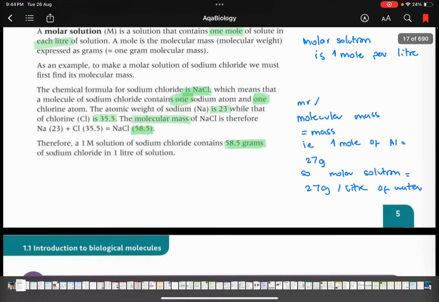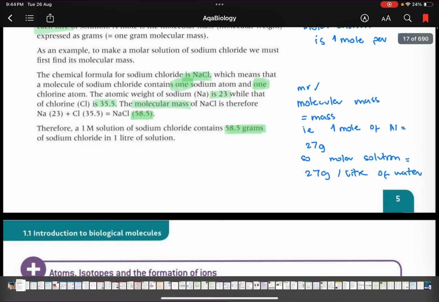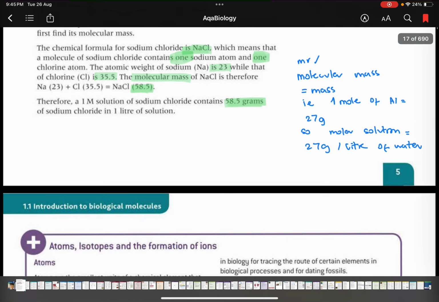As an example, to make a molar solution of sodium chloride, which is NaCl, we must first find its molecular mass. Now, the chemical formula for sodium chloride is NaCl, which means that a molecule of sodium chloride contains 1 sodium and 1 chlorine atom. The atomic weight of sodium is 23, while of chlorine is 35.5, and you might be wondering, where do I find this? The periodic table. It is going to be the mass number. The molecular mass of NaCl is 58.5, so a molar solution of NaCl is going to have 58.5 grams of NaCl dissolved in a liter of solution.